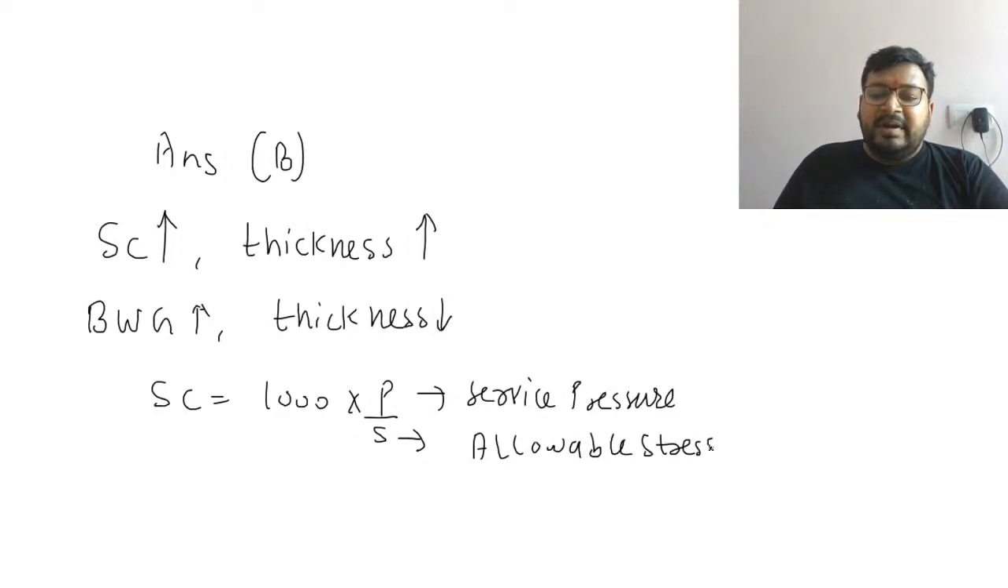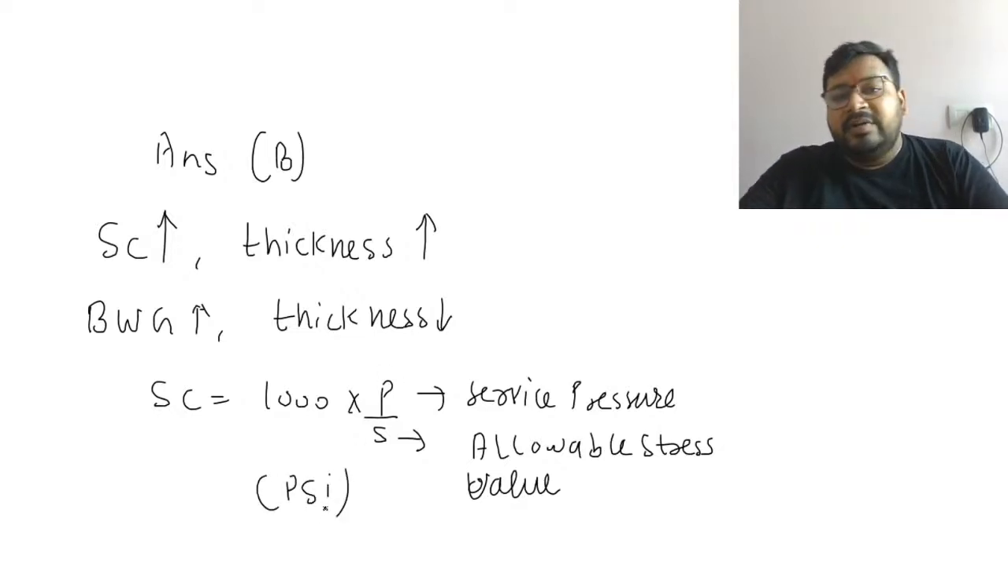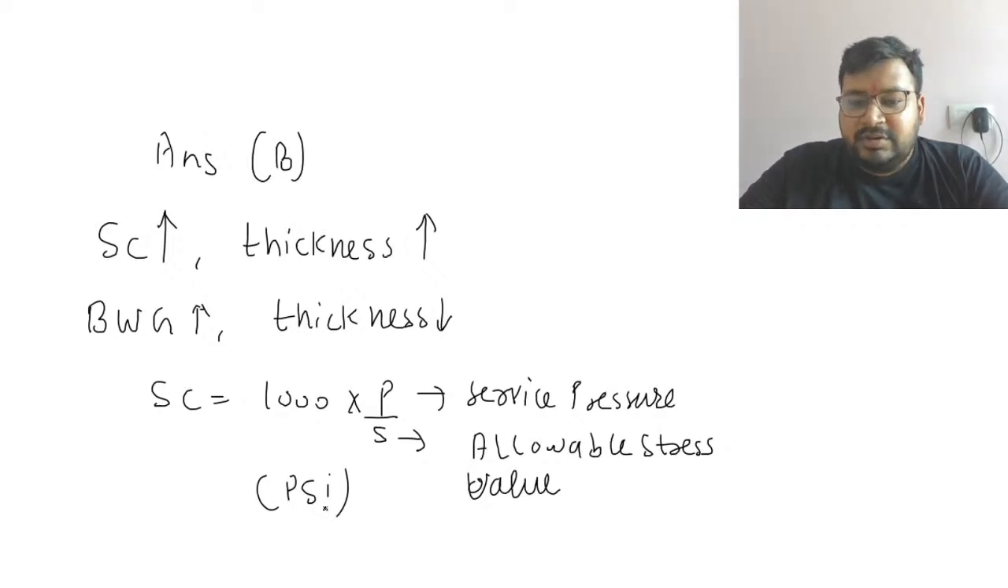of the material of construction, and both of them are expressed in PSI, pounds per square inch. So both of them are expressed in PSI, and at a given temperature for a given material of construction, the allowable stress value is also constant.